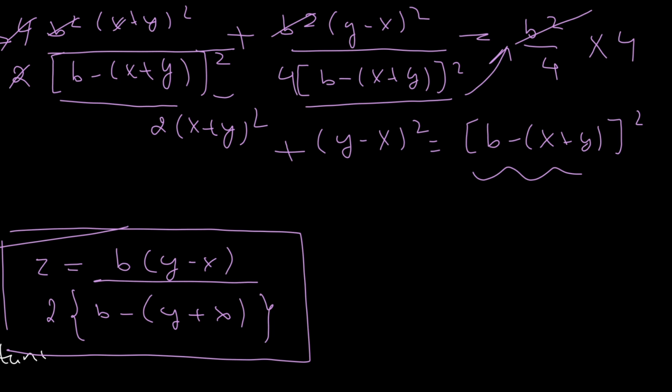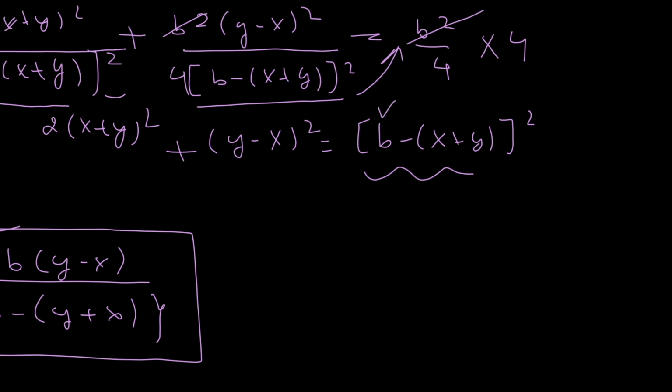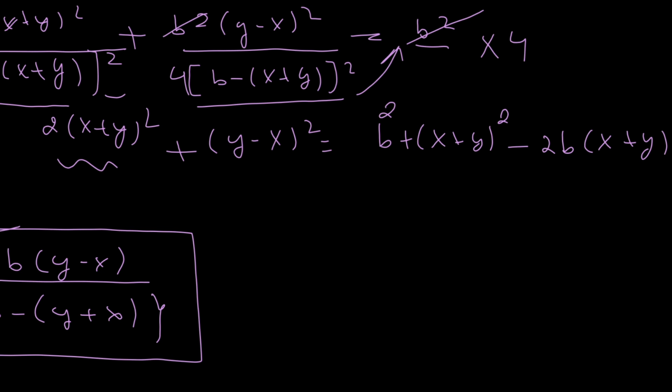Now I will just open this thing by taking this as one term and this as the other term. So this thing will turn out to be like this way: b square plus (x plus y) the whole square, not plus, minus 2 times b times (x plus y). Now look carefully, 2 times (x plus y) the whole square, I will just move this term on the other side. This thing will turn out to be only single times (x plus y) the whole square, and this thing will get removed from here.